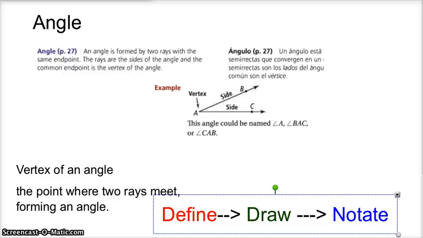Angle. An angle is formed by two rays with the same endpoint. The rays are the sides of the angle, and the common point is the vertex. The vertex is where they meet. So there's your definition, here's your drawing, and your notation.